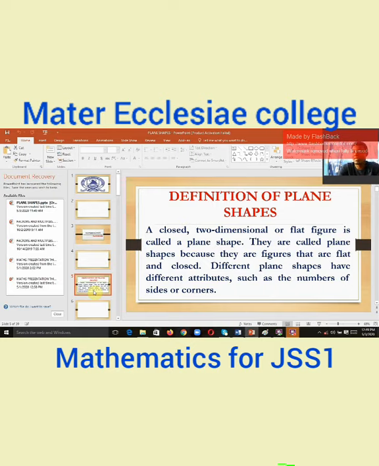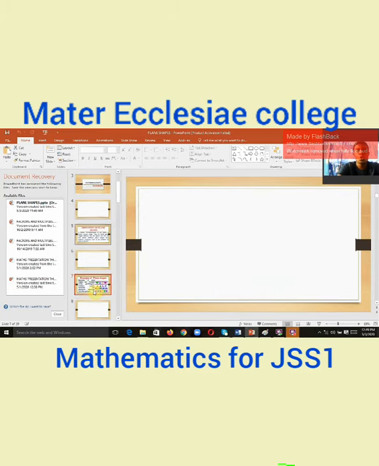Now, to summarize everything I've said, what are plane shapes? Plane shapes are figures or shapes that are flat and closed. They are also referred to as 2-dimensional shapes. They are not 3-dimensional shapes. They are 2-dimensional shapes. Now let's look at some examples of plane shapes.